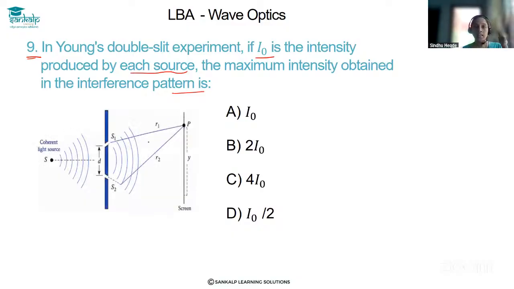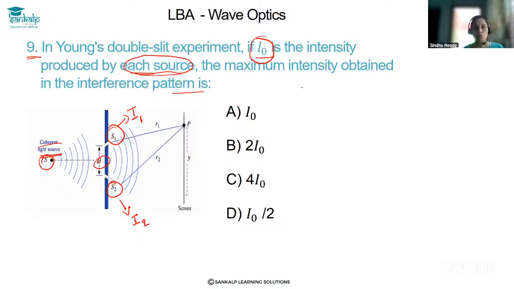See, this is the experimental setup of Young's double slit experiment. Here we consider two slits S1 and S2 having the separation small d. This is the coherent light source S. Here, the given thing is that I naught is the intensity produced by each source. Each source, S1 and S2, has the same intensity, that is I naught. So let us take the intensity of source S1 as I1 and the intensity of source S2 as I2.